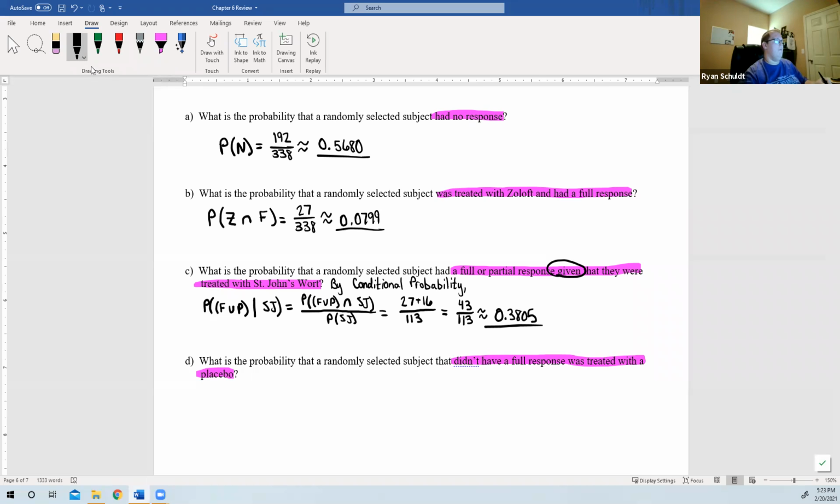So, the probability that a randomly selected subject that didn't have a full response was treated with a placebo. This one is going to kind of be backwards. What we're really wanting is the probability that we treated with the placebo given that they did not have a full response, meaning that they either had partial or no response. That's what we really want.